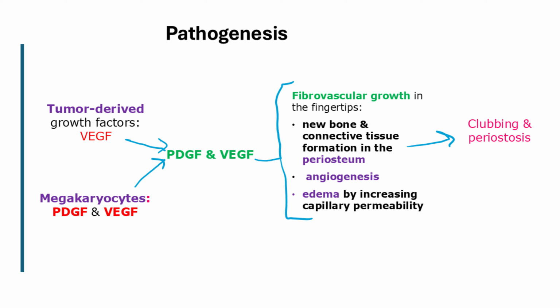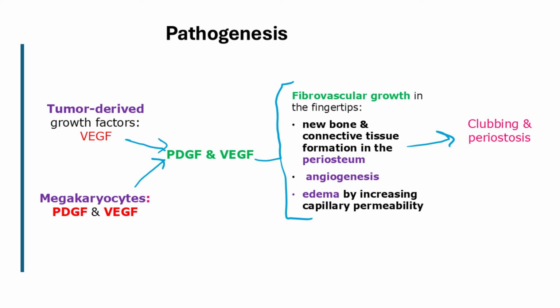So what is the pathogenesis of hypertrophic osteoarthropathy? The pathophysiology is unclear, but there are two proposed mechanisms, both involving growth factors. One mechanism is that tumor-derived growth factors, such as vascular endothelial growth factor, VEGF, stimulate growth. The second proposed mechanism is related to megakaryocytes.